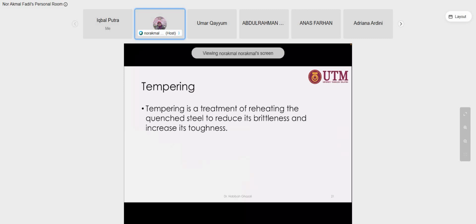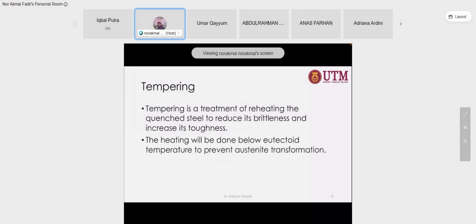It's just the post-processing, meaning that it requires a heating and cooling process, right after the quenching. Of course, after quenching, we cool it to room temperature, and then we do the reheating process just to reduce the brittleness and increase the toughness. How can the toughness increase? Because the brittleness is already reduced.